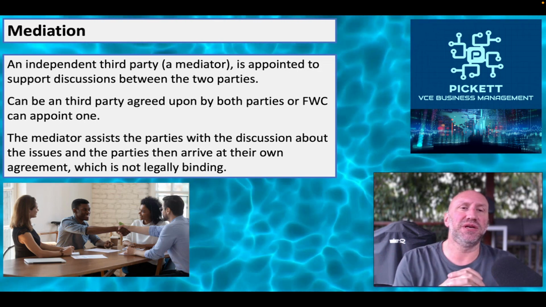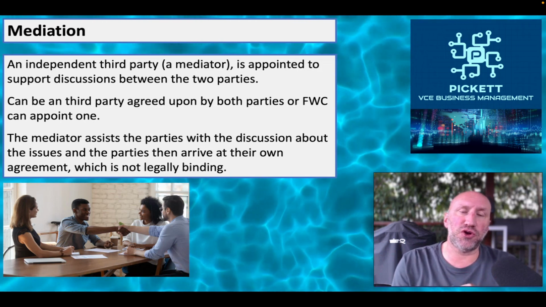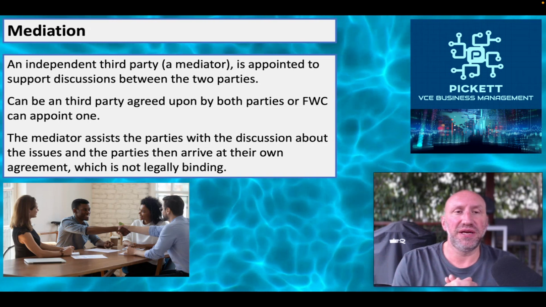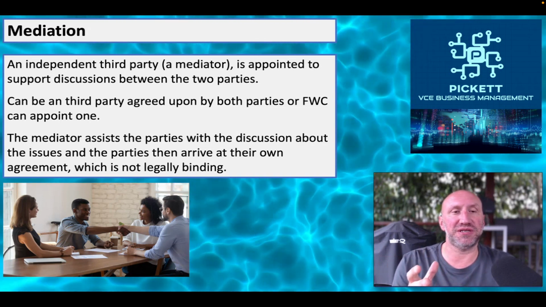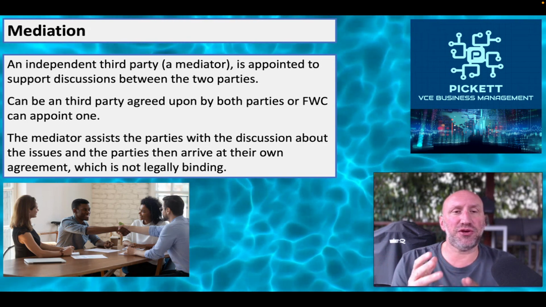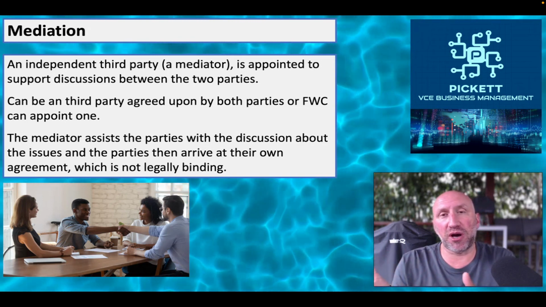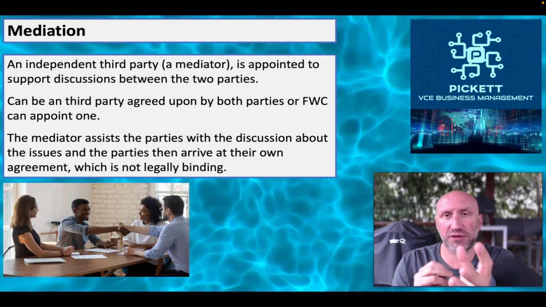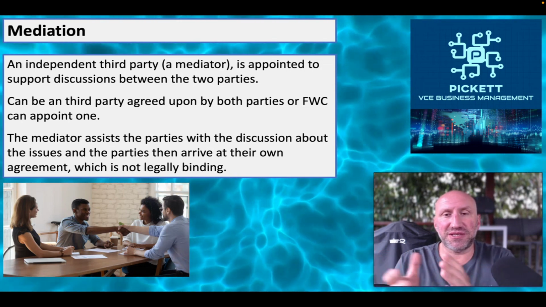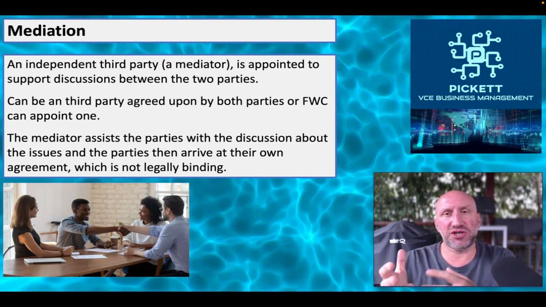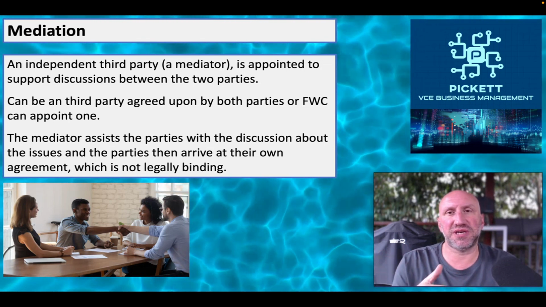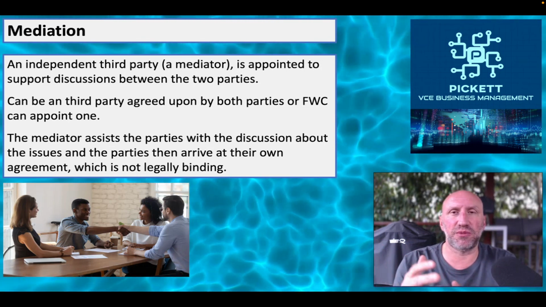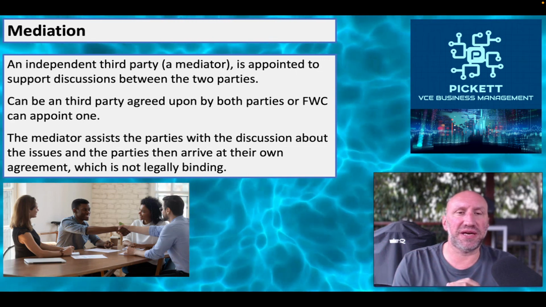So mediation is where an independent third party, the mediator, is appointed to support discussions between the two parties. Now, it can be a third party agreed on by both parties, the employer and the employees, but Fair Work Commission can appoint one. And like I said before, usually that's the route. It's the easiest route to take. Just get Fair Work Commission to send someone in, and they will send in a mediator.